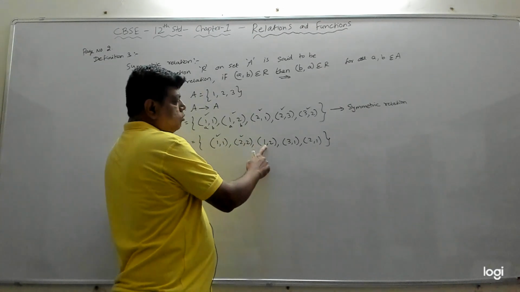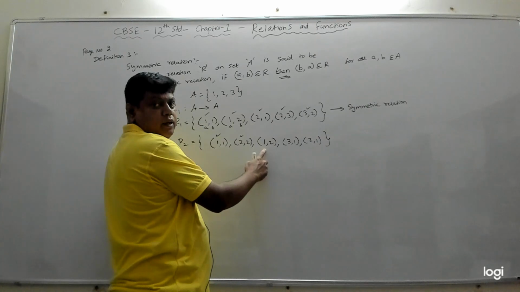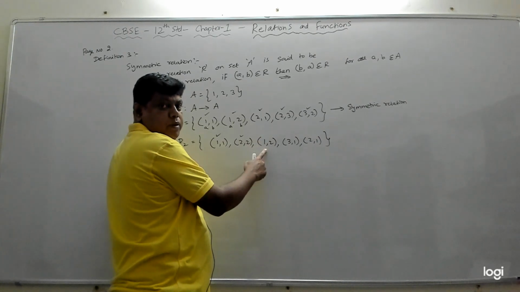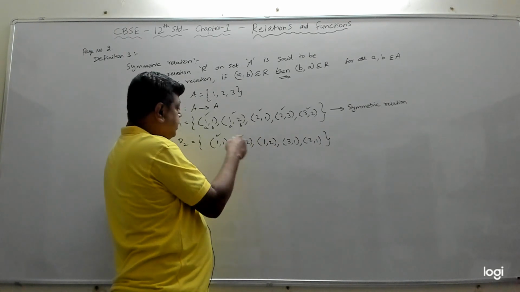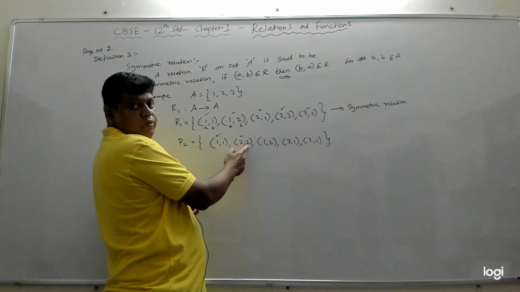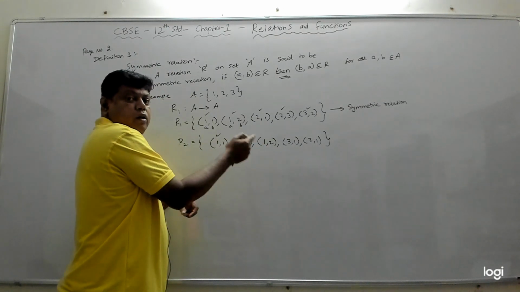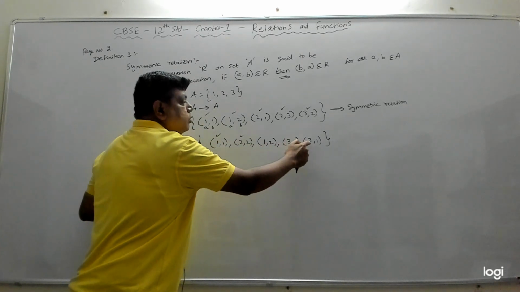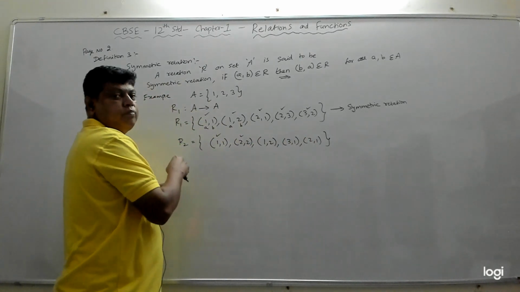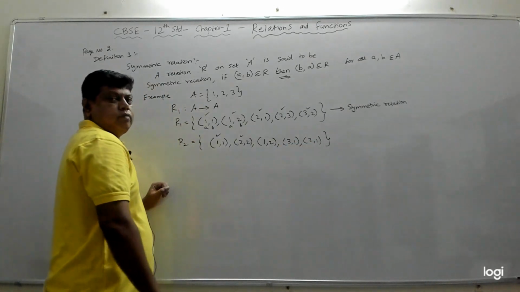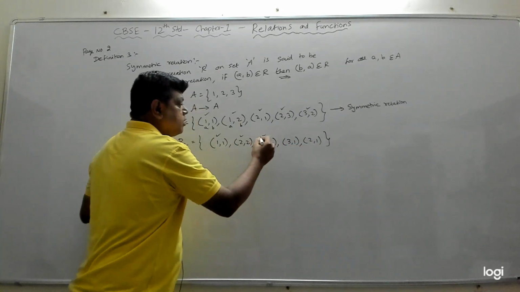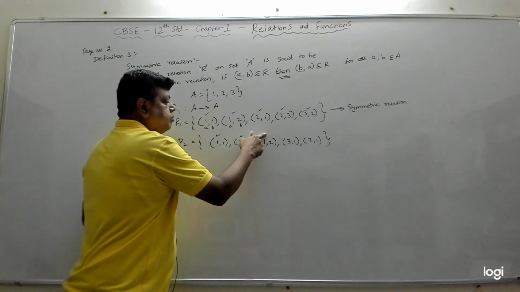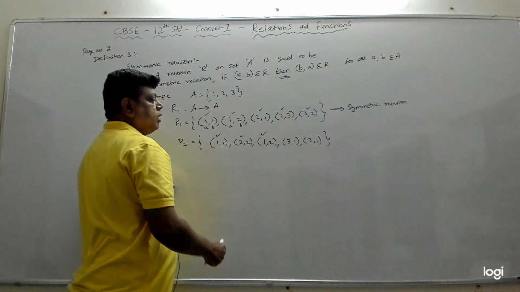Then 1 comma 2. What is the reverse of 1 comma 2? This is A comma B. Whenever you find an element A comma B in this set R2, then the reverse of 1 comma 2 should also be in R2. What is the reverse of 1 comma 2? 2 comma 1. It is there in R2. This element is present. So for this also we checked. Tick mark. Again for 3 comma 1.